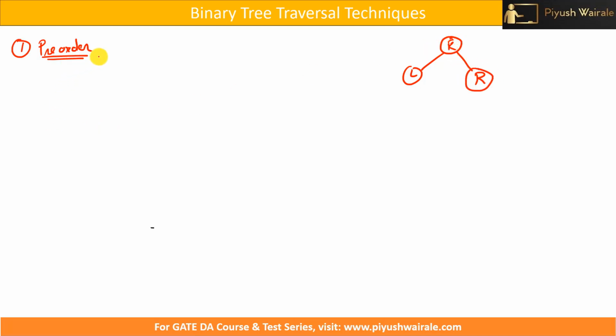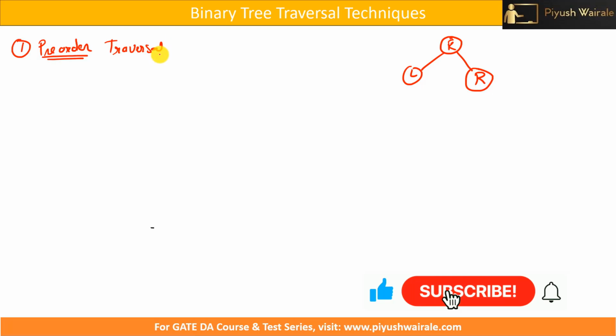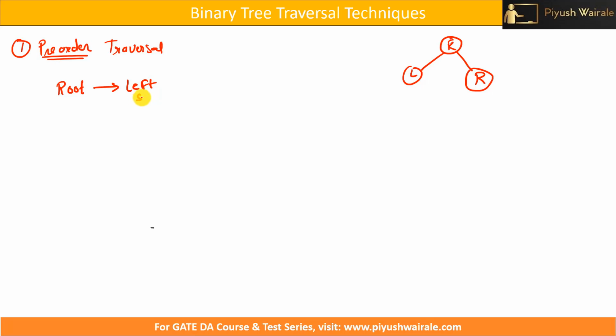In the case of pre-order traversal, first I need to explore the root node, then I have to explore the left subtree, then I have to explore the right subtree. In this way, I have to explore the binary search tree in pre-order traversal. This is what you have to remember. Very, very important.